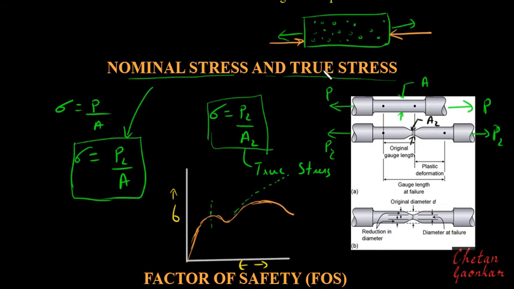So we will not be bothered much about this true stress, because it starts showing its effect only after the lower yield point. Whenever we calculate any stresses, unless specified otherwise, we will only calculate the nominal stresses and not the true stresses. So basically, nominal stress is nothing but load divided by original cross sectional area.